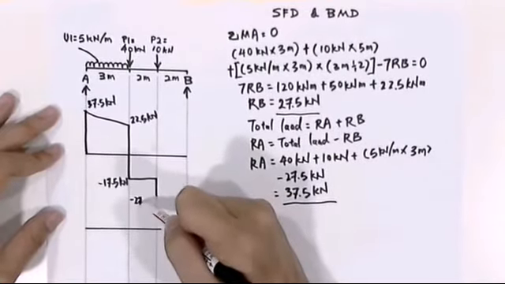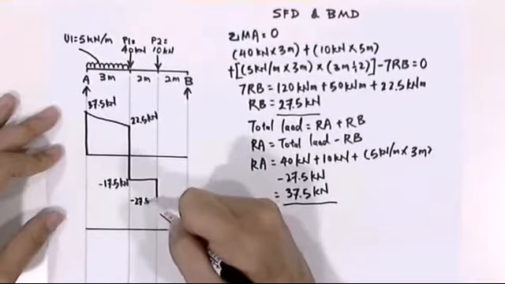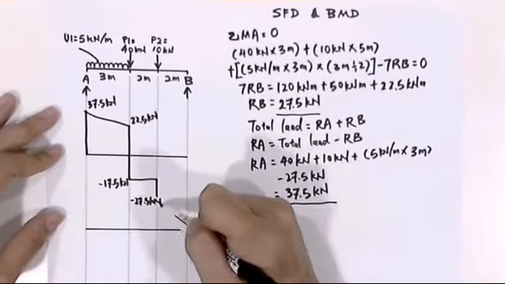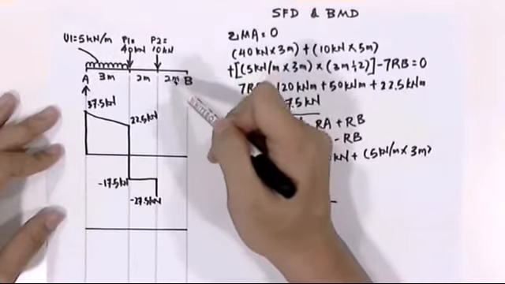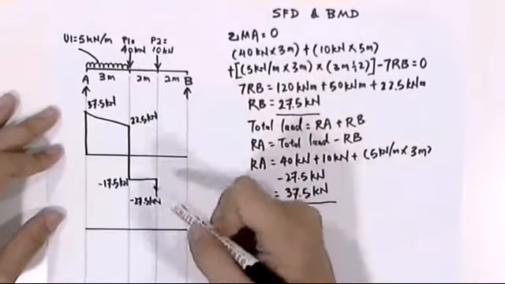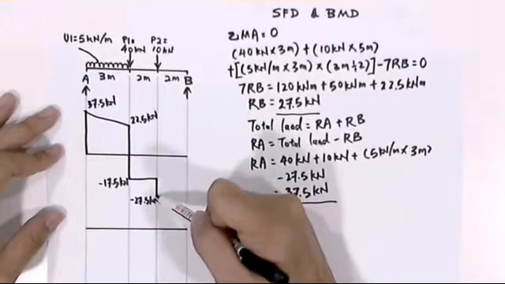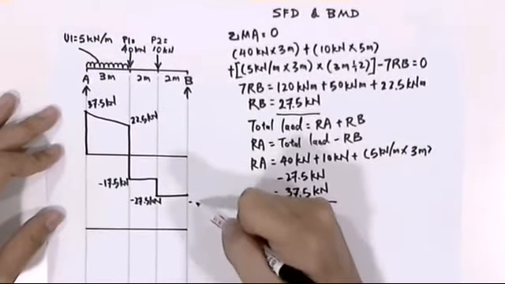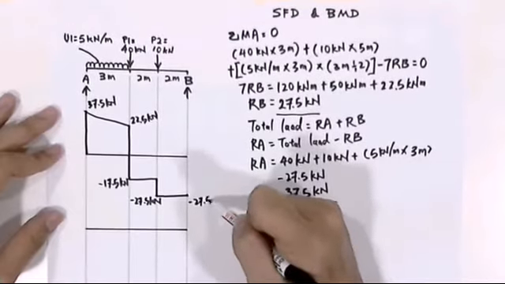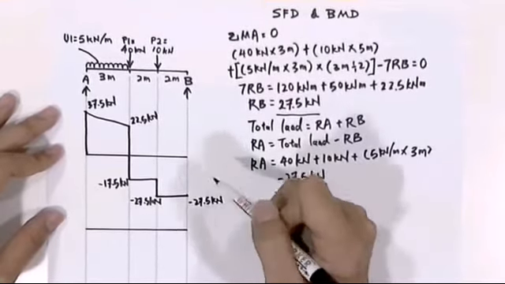So what we'll get here is negative 27.5 kilonewton. And again, there are no more loads acting on the last span. Therefore the shear force diagram stays the same, and it is still negative 27.5 kilonewton.